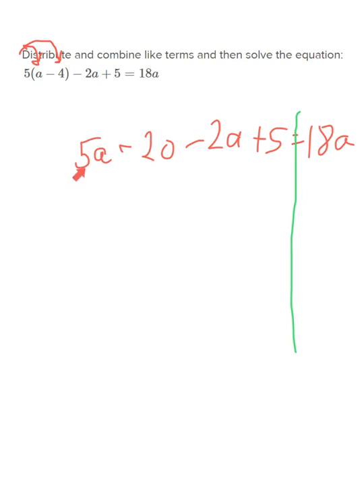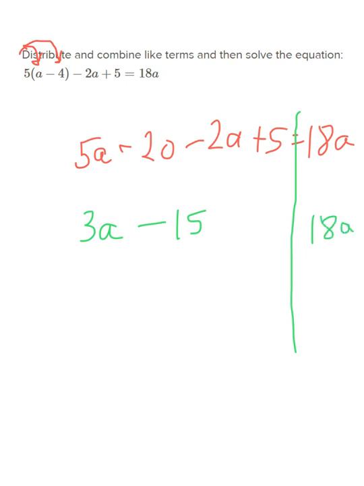So what I mean is I have 5a and I have minus 2a. They are on the same side of the equation. So if they are on the same side of the equation, that is when you combine like terms. So 5a minus 2a is 3a. Also on the same side of the equation, we have subtracting 20 and we have adding 5. Again, if they are on the same side, that's where you combine them. So minus 20 and adding 5 is minus 15. And that equals 18a.